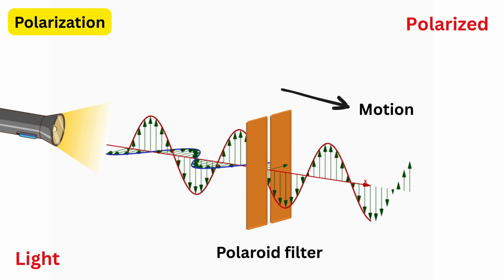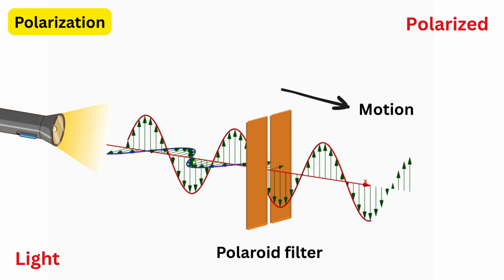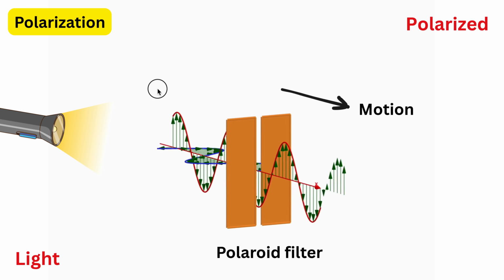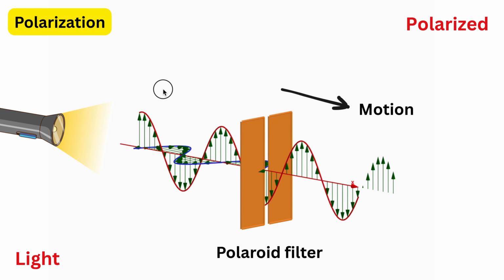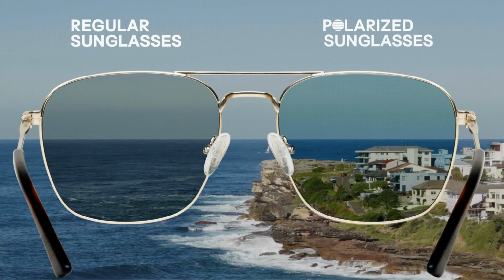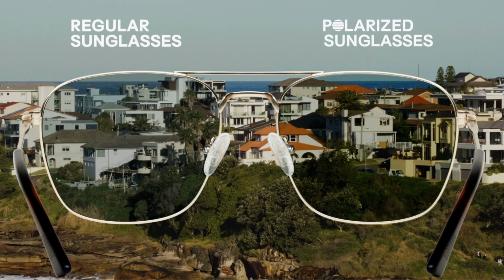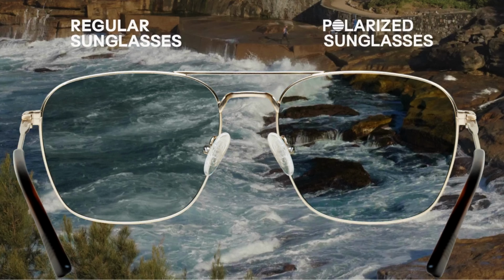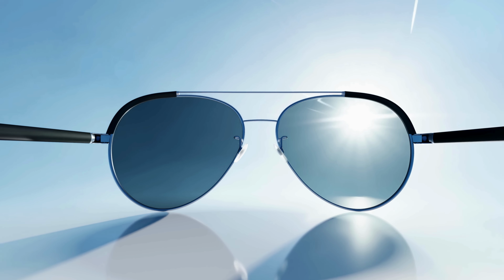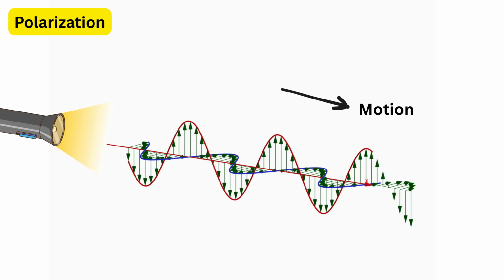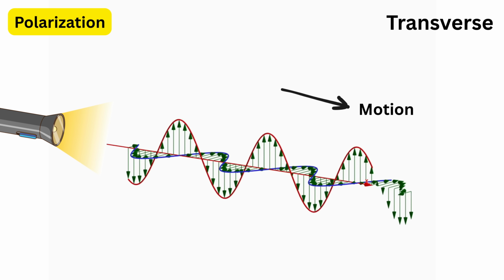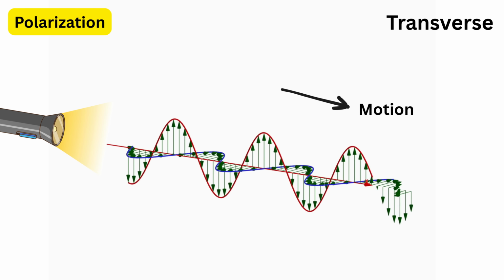But when light passes through certain materials, like a Polaroid filter, or reflects off shiny surfaces like water or glass, its vibrations get restricted to just one plane, and this is called polarized light. You can actually see this effect with polarized sunglasses. They block certain directions of light and reduce glare, making the view clearer and more comfortable for your eyes. The concept of polarization proves that light waves are transverse, which means they vibrate sideways rather than back and forth.